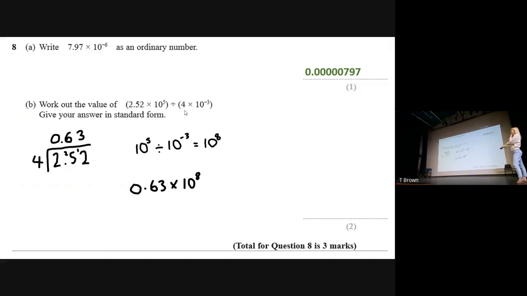Okay, so we need to make that 6.3. And if we make that 6.3, we've made that bit 10 times bigger. So we need to make this bit 10 times smaller. So it's going to be 6.3 times 10 to the power 7.